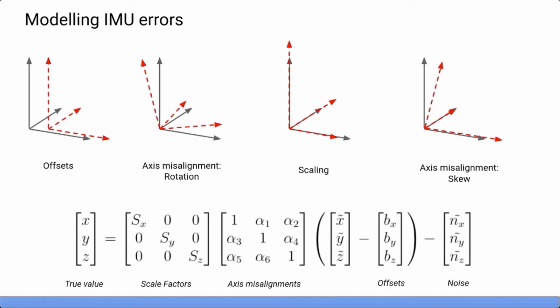In this equation, we see the true value of any given sensor represented in terms of the scale factors, the axis misalignments, and the offsets along with the raw measurements.